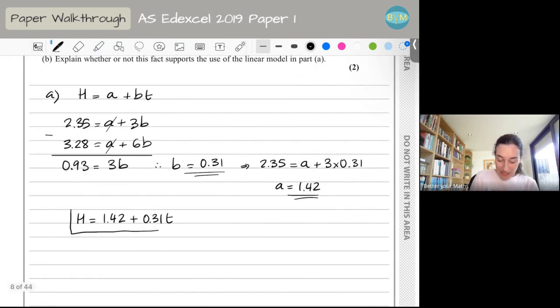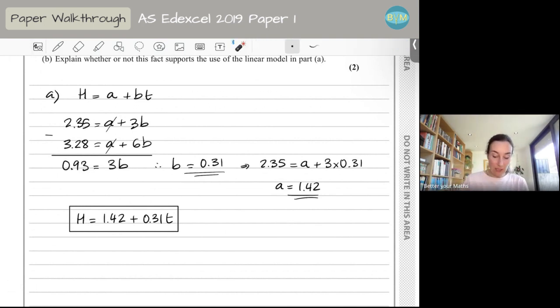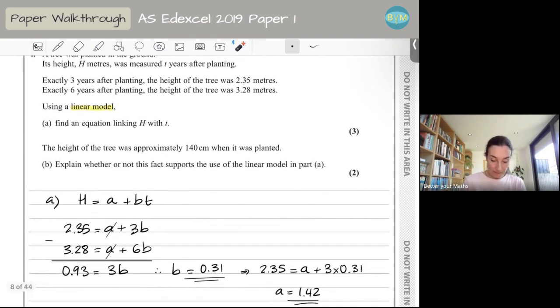And usually when they ask you to find a model, then they ask you questions about it. So sometimes they ask you the height of a tree after 2 years or 10 years, or the other way around. What is the height of the tree when it was planted 20 years ago? So they are going to ask you to use the model, which is what happens here. They say the height of the tree was approximately 140 centimeters when it was planted, and explain whether or not this fact supports the use of the linear model. We are deciding if the model is okay or not.